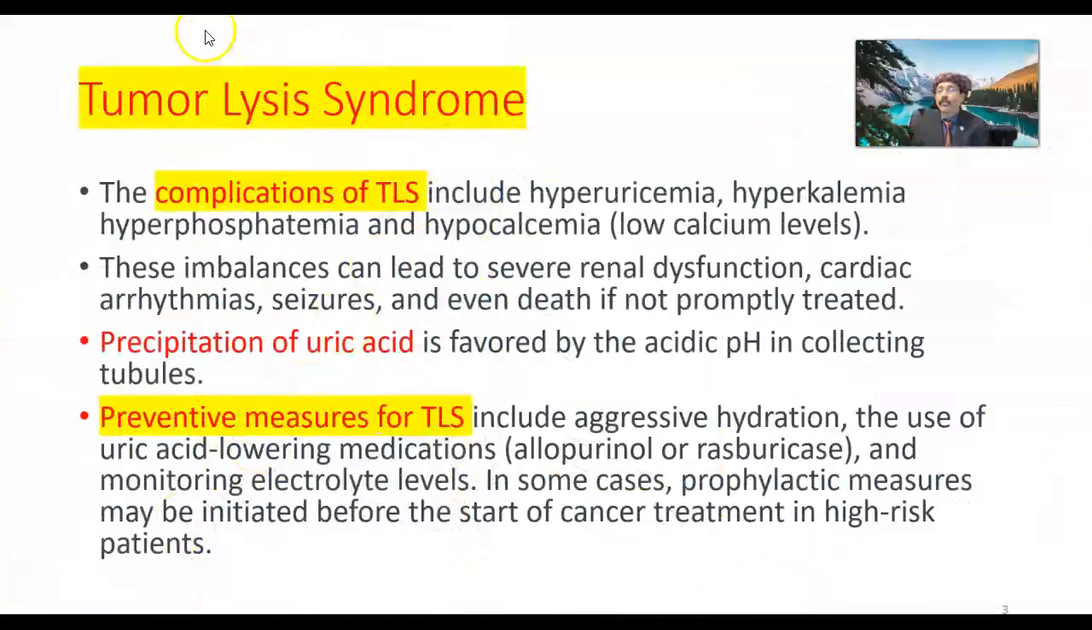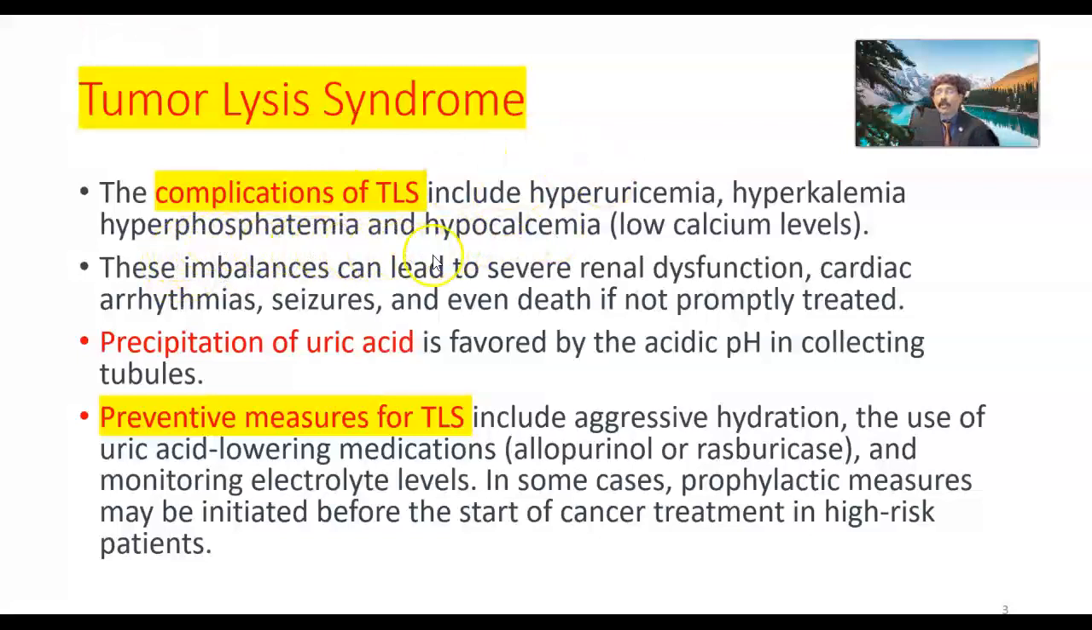The complications of tumor lysis syndrome include hyperuricemia, too much uric acid, because due to cell breakdown there will be release of nucleic acid that will be converted into uric acid, and there will be hyperuricemia that may even precipitate in the urinary system, in the kidney, ureter, bladder area. So in that condition there may be a chance of development of uric acid stones in the renal system.